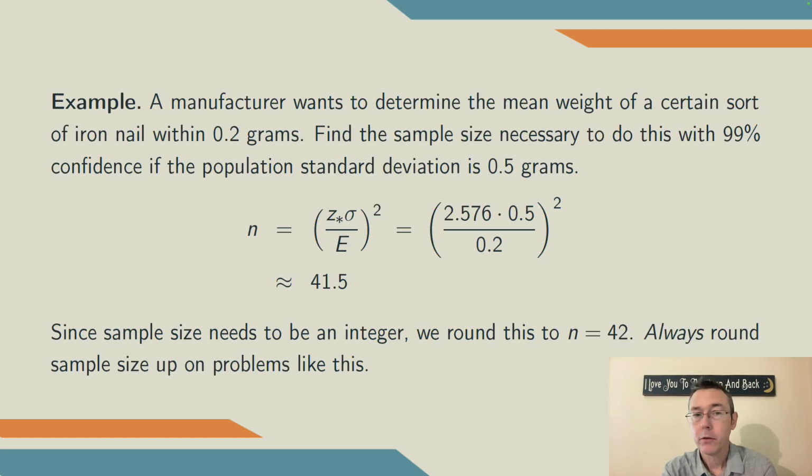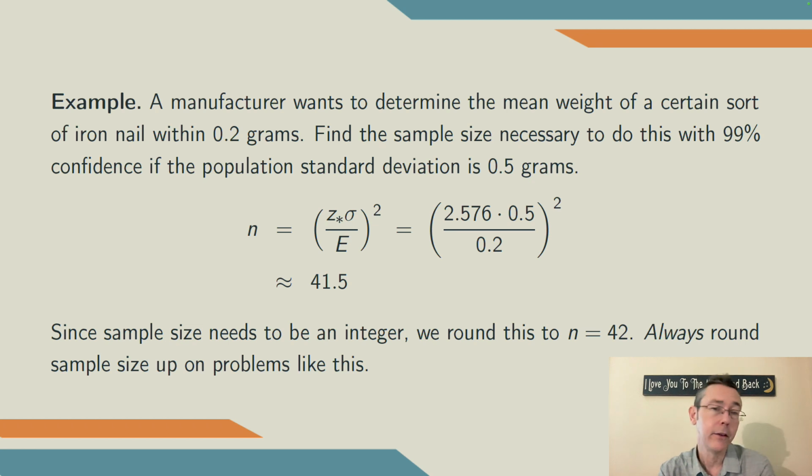For example, suppose we have a manufacturer that wants to determine the mean weight of a certain sort of nail that they're making within 0.2 grams. We'd like to find the sample size necessary to do that with 99% confidence if the population standard deviation is 0.5 grams. By the way, I know that grams are a unit of mass, not of weight. I am being kind of loose with my language here. Thanks for understanding. It gets awkward if I don't do that.